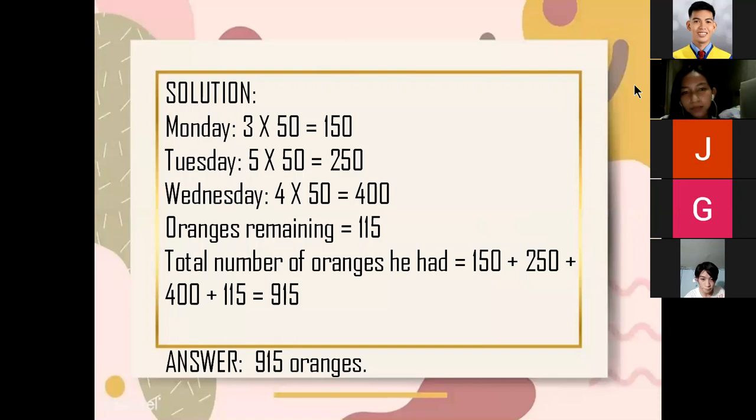Next slide, please. So we have here a solution. Monday, 3 times 50 equals 150. On Tuesday, we have 5 times 50 equals 250. On Wednesday, we have 4 oranges times 50, which is equal to 200. The oranges remaining are 115. So the total number of oranges he had is 150 plus 250 plus 400 plus 115, which is equal to 915. So the answer is 915 oranges.